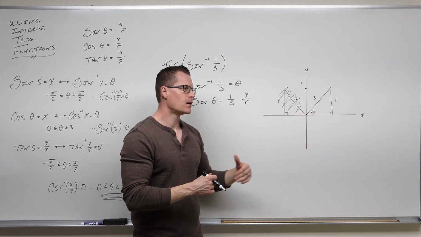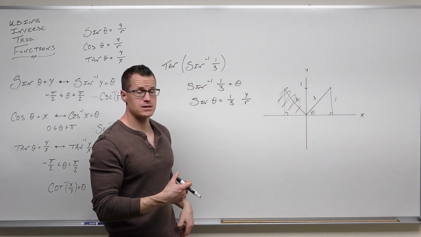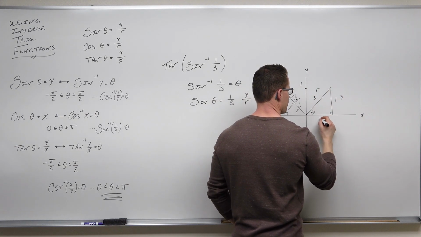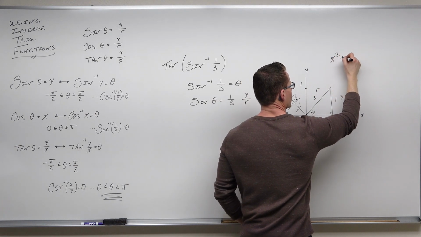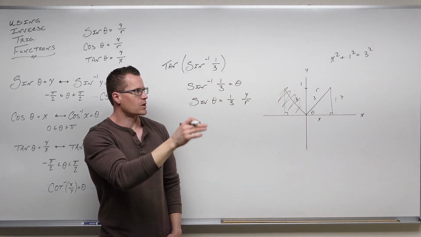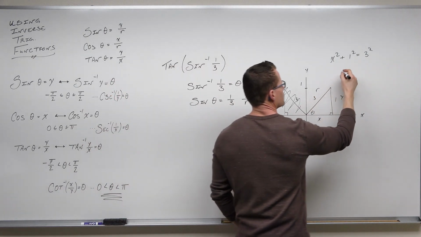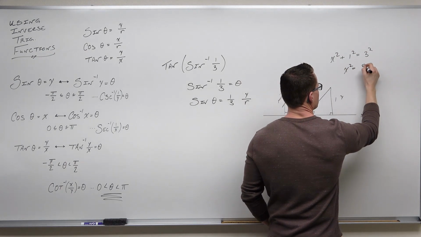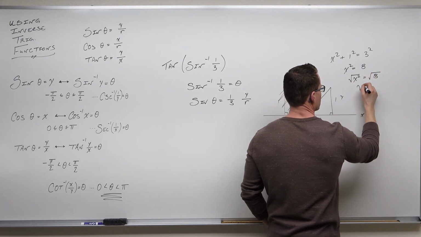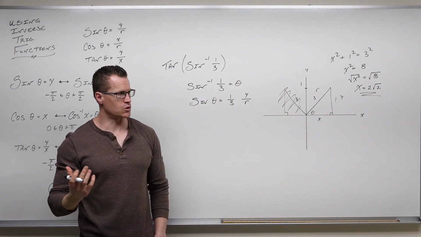Now that we have that, let's find x. Let's find whatever this x value would be, and that's going to be Pythagorean theorem every time. So leg squared plus leg squared equals hypotenuse squared. No problem. We can have x squared equals 8. And ultimately we get x is 2 square root 2.